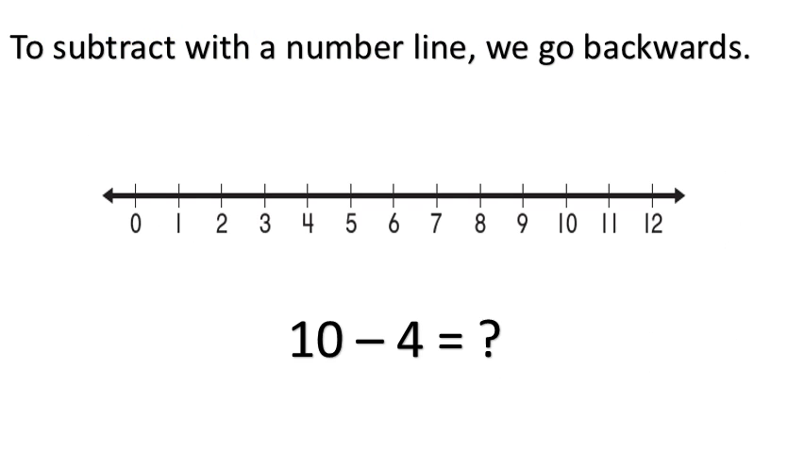So to subtract with a number line, we go backwards. That's right. So when I add, I move to the right. But when I subtract, I move backwards to the left. And my sum will always be smaller than the number I started with. So here I have 10 minus 4, right? So what number do I start with? 10. So I put my point here. And do I move 4 times to the left or 4 times to the right? To the left. So I jump 1, 2, 3, 4. And I know my answer is 6.